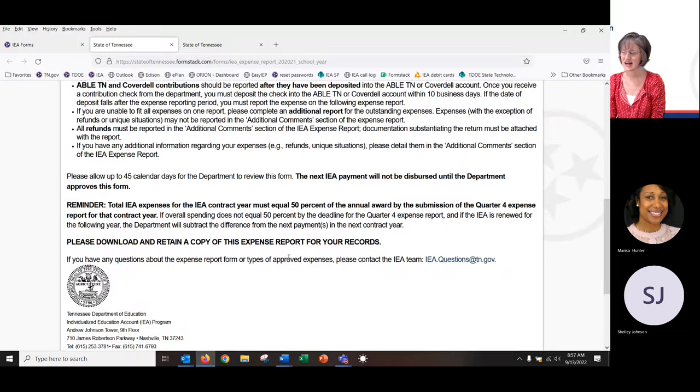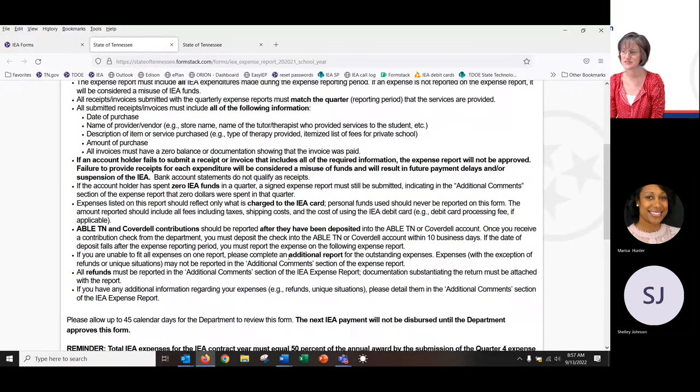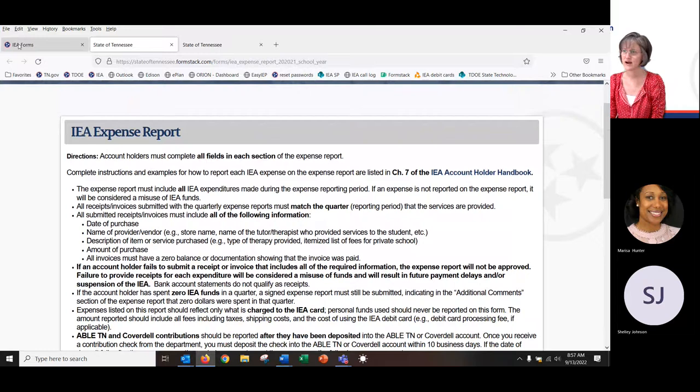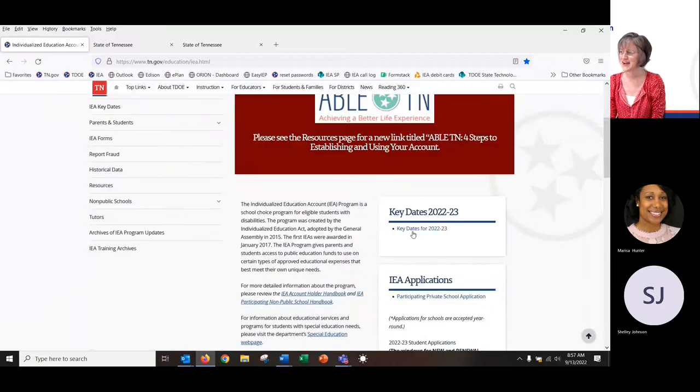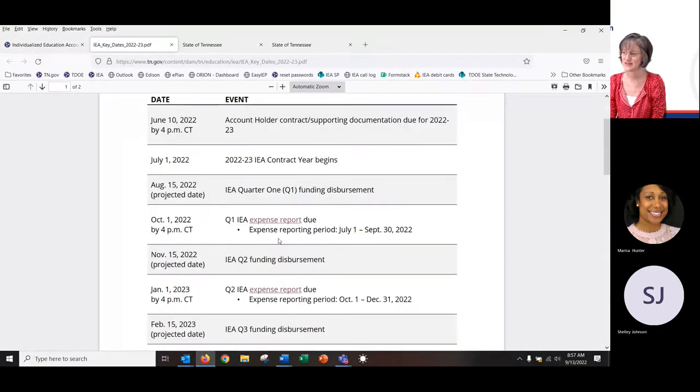Also remember the period of time that you are submitting that expense report for. If you go back to our IEA home screen and look at your key dates, that's always going to be a good reminder. So for this quarter one expense report, we're reporting from July 1 to September 30th. Now, I know if you're a new account holder, you haven't had money from July 1 through September 30th. So you're just reporting for whatever period of time you have had money available to you from the IEA program. But if you're a renewal account holder, you have had money for that whole time.